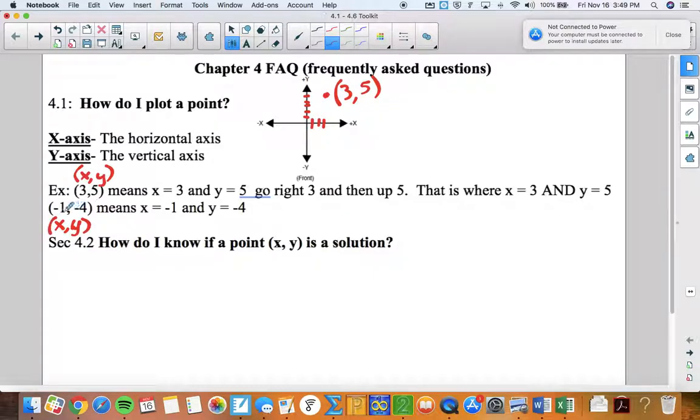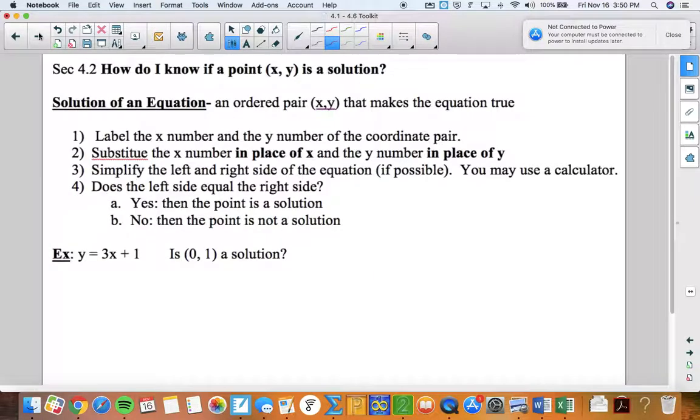You can do that. X here is -1, so we go where x is -1. That'd be 1 to the left. And y is -4, so that'd be 4 down on the y-axis. That is where x is -1 and y is -4. All right, so that's the answer to our first frequently asked question.